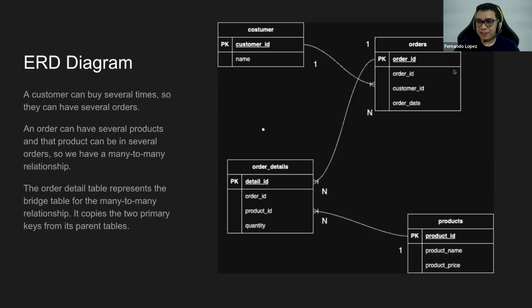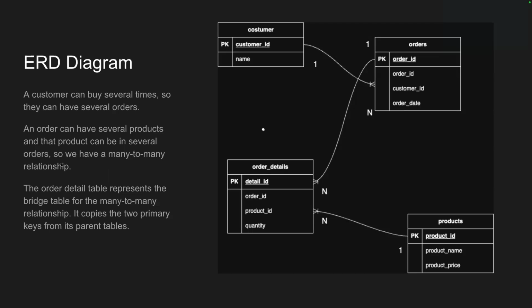So first, I need you to understand that this is the database solution for the project. In this case, we're going to have a customer table, and this customer can have many orders. Does this make sense? This is a one to many relationship, and this is a foreign key from the customer table. Now, we understand in this part that an order can have several products, and that product can be in several orders. So we have a many to many relationship. Do you agree with that?